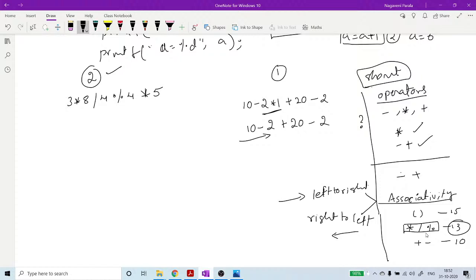So what is there first here? The minus symbol is there, so 10 minus 2 will be performed first. 10 minus 2 means what? It is 8 plus 20 minus 2. So next is what? First this happens, next this happens, next this has to happen.